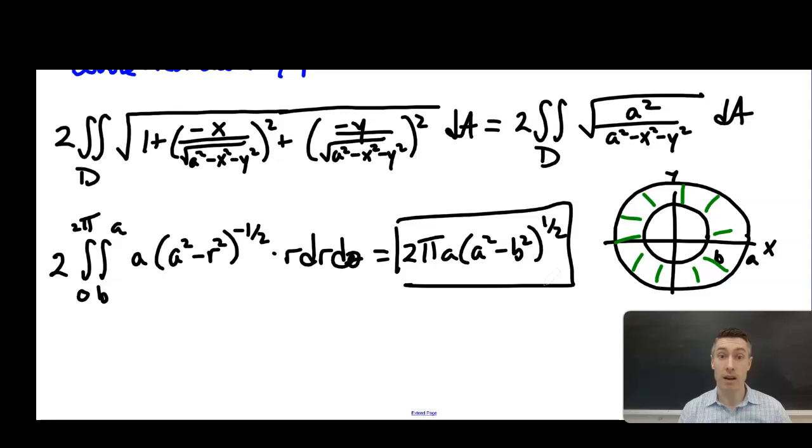So that's surface area. Next thing we're going to do is add functions into these integrals to define surface integrals. But before we get there, let's practice with the surface area, and I'll see you in the next video.